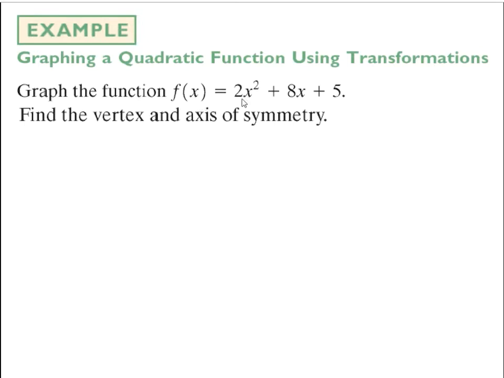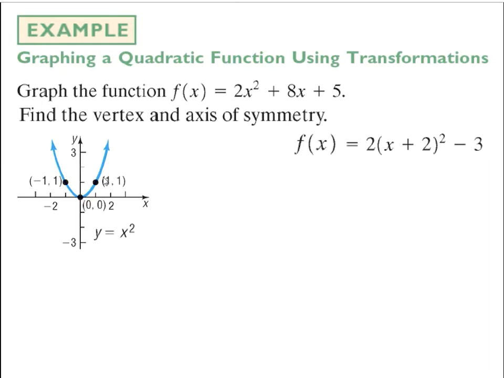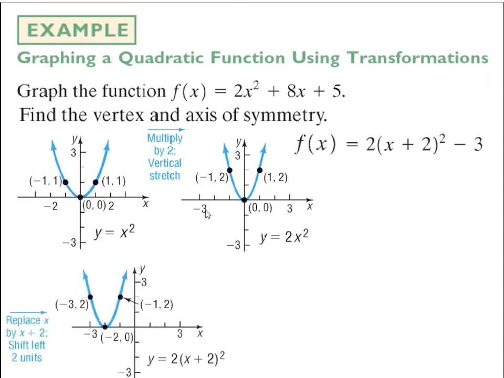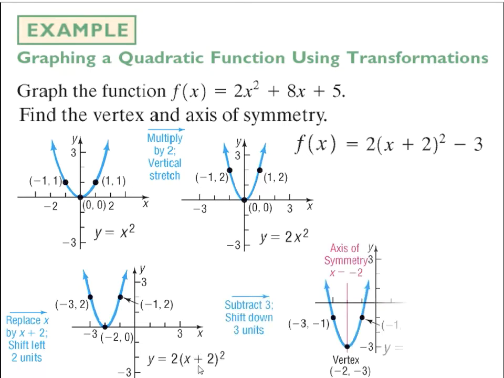So let's suppose we were told to graph this equation, 2x squared plus 8x plus 5. So we complete the square on it, and we look at this graph in this new version, right? So remember, we start with the standard square function. This is what we did back in 3.5. And then the next thing we do is we multiply by a factor of 2. We stretch it vertically, right? And then we're going to shift it to the left 2 units by looking at the inside, adding 2 inside the square. And then we're going to shift it down 3 units.